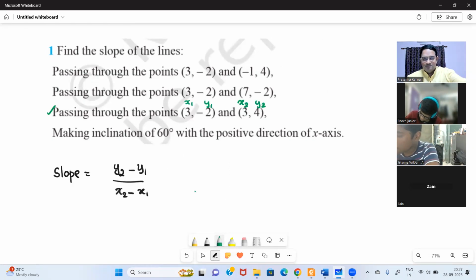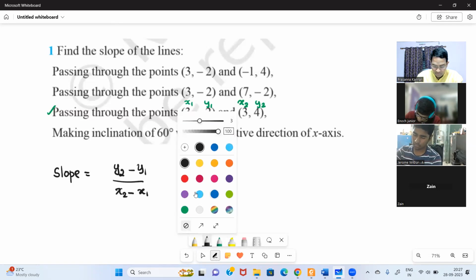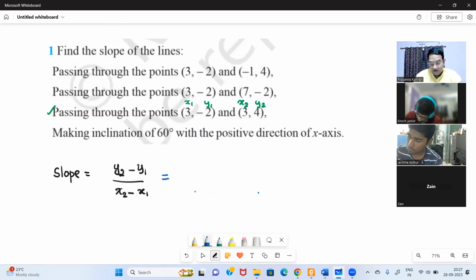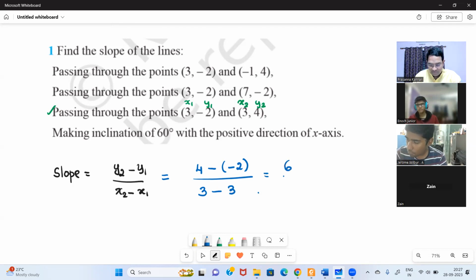Now tell me, what will be y2 minus y1? Infinity, sir. Correct. Good. So what is y2? 4. y1 is minus 2. x2 is 3. x1 is also 3. So you're getting 6 divided by 0, which is what? Infinity, or you can call it not defined, correct? So that's the answer. Not defined is the answer, or you can say slope is equal to infinity.